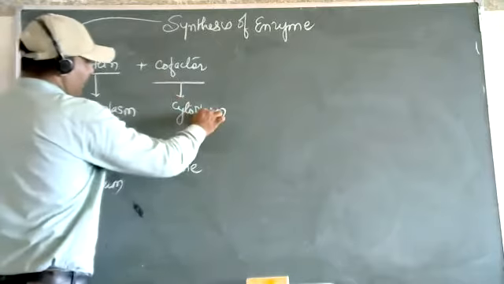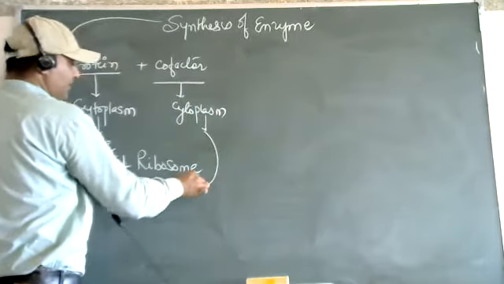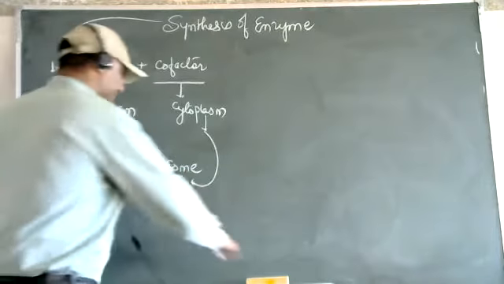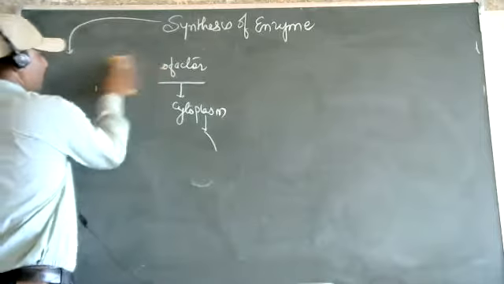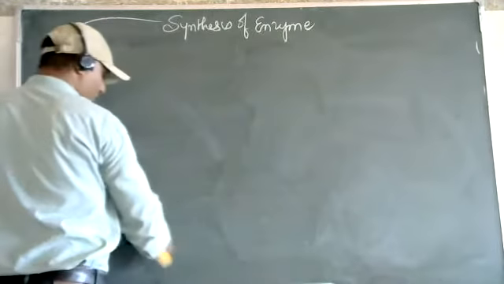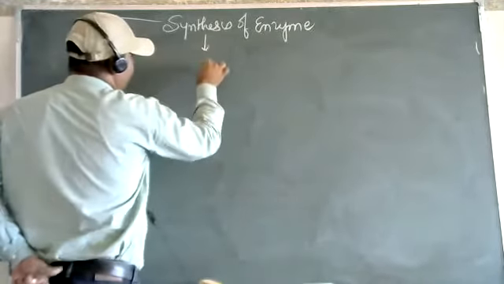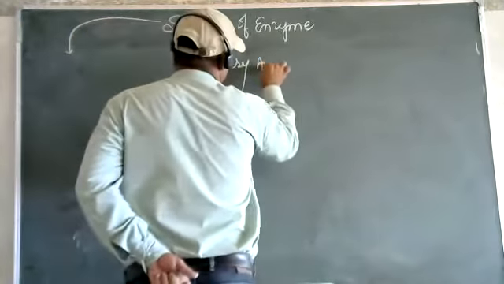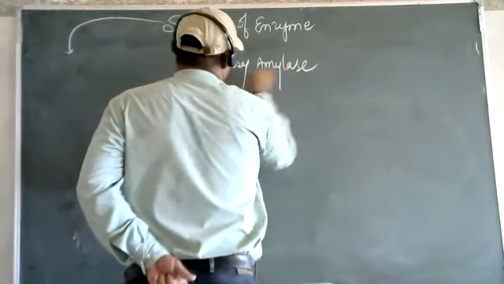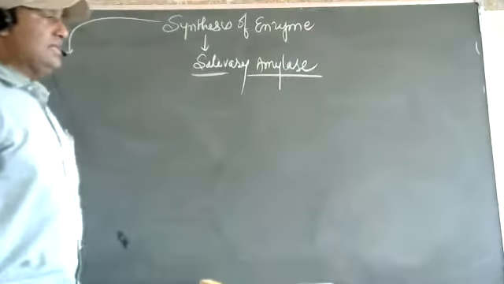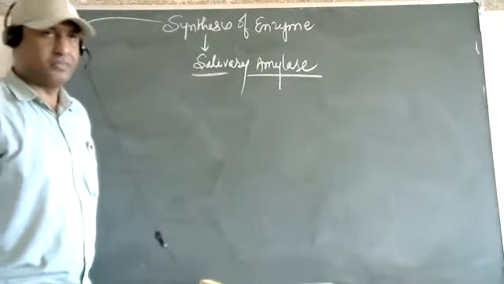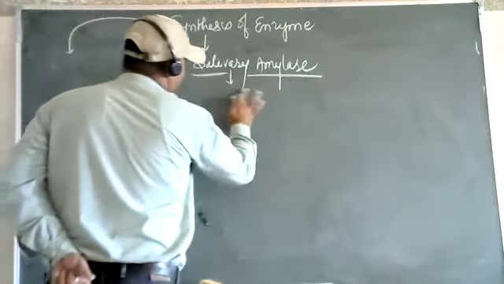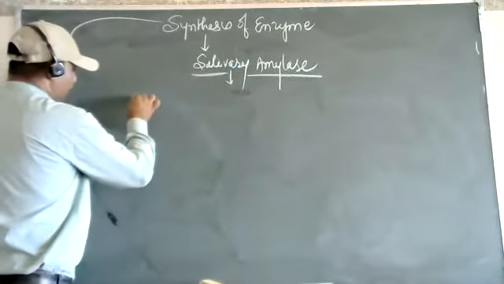Next, these four factors are joined with the enzyme prepared by this machinery. So we can take the whole process in detail. Let me take the enzyme salivary amylase. It is an enzyme present in the buccal cavity. Clear? Now this salivary amylase enzyme consists of a part which is protein. So we can draw the diagram.